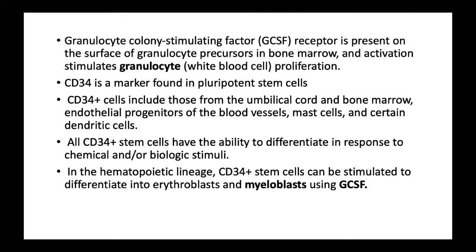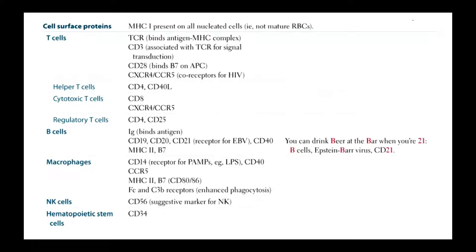Because when patients have neutropenia or decreased neutrophil count during the chemotherapy, it can predispose the patient to severe infections. Okay, so that's why we need to somehow increase neutrophil numbers, and this is how. And here down you can see the marker of hematopoietic stem cell is CD34. For NK cells, we discussed this is CD56, and also it was the CD16 and also other CD3 and 4.